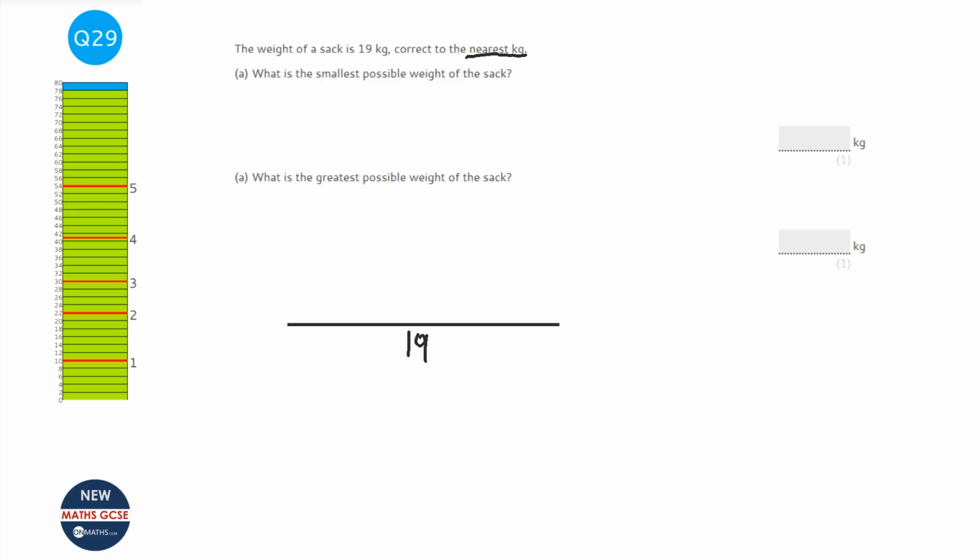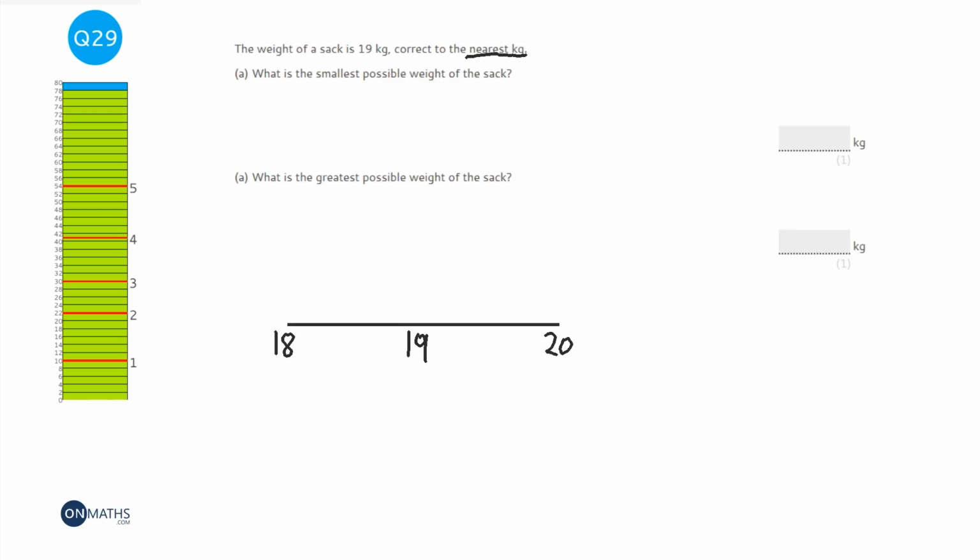And I think to myself, right, what was the next one down that it could have been? If it wasn't 19, if it was less, what's the next one down it could have been? Well, the next one down would be 18. And then I think, well, what's the next one up it could be? Well, it could have been 20. It's not 18 or 20, it's 19.